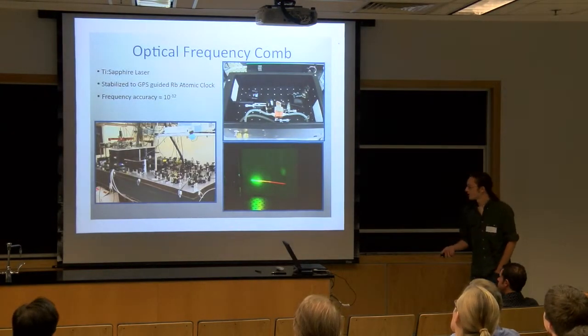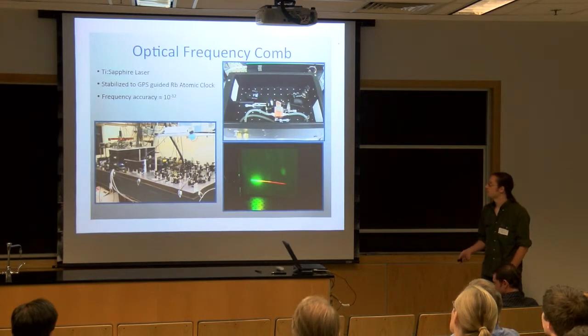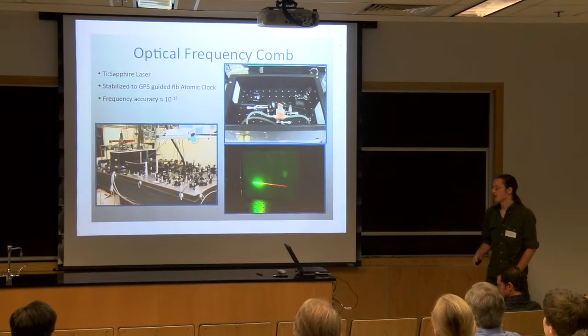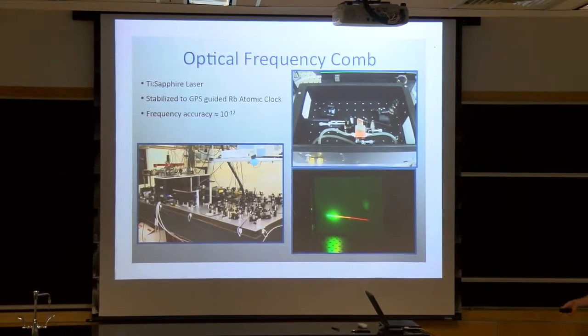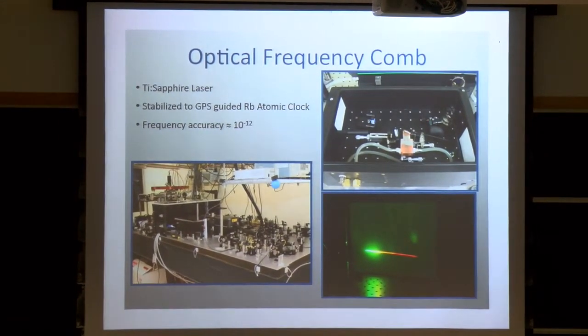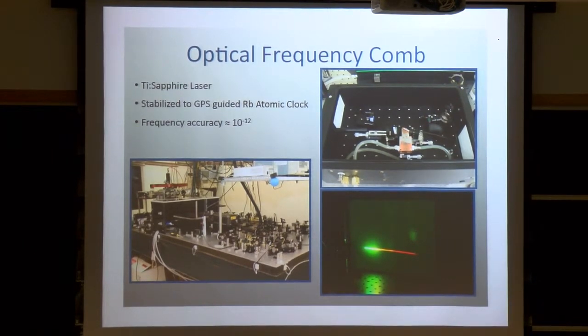So this is our frequency comb. It is a Ti:sapphire laser, meaning it is a sapphire crystal doped with titanium. It is stabilized to a GPS-guided rubidium atomic clock. This allows us to relate our optical frequencies to the SI second standard. This gives us very high frequency accuracy and will allow us to get a very precise measurement.